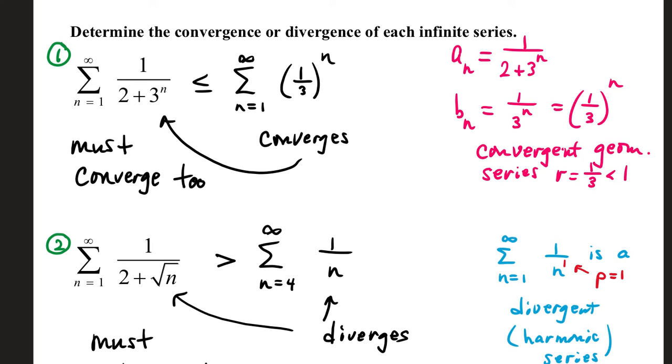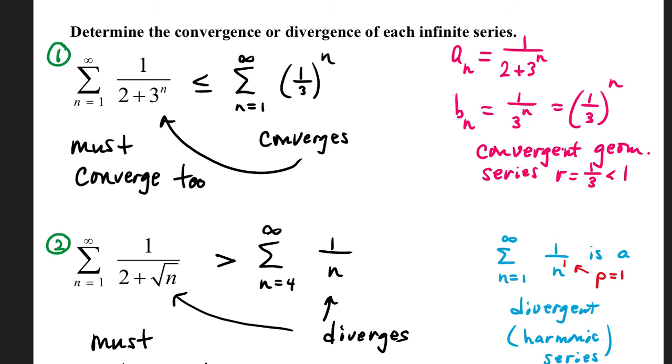In our first example, we have the sum from 1 to infinity of 1 over 2 plus 3 to the n. Now, let's think about this. Over here to the right in pink, we have the nth term 1 over 2 plus 3 to the n. That's very close to 1 over 3 to the n, which is a convergent geometric series. We want to compare this to something that we know for sure diverges or converges easily. Geometric and p-series are fantastic for these comparison tests.